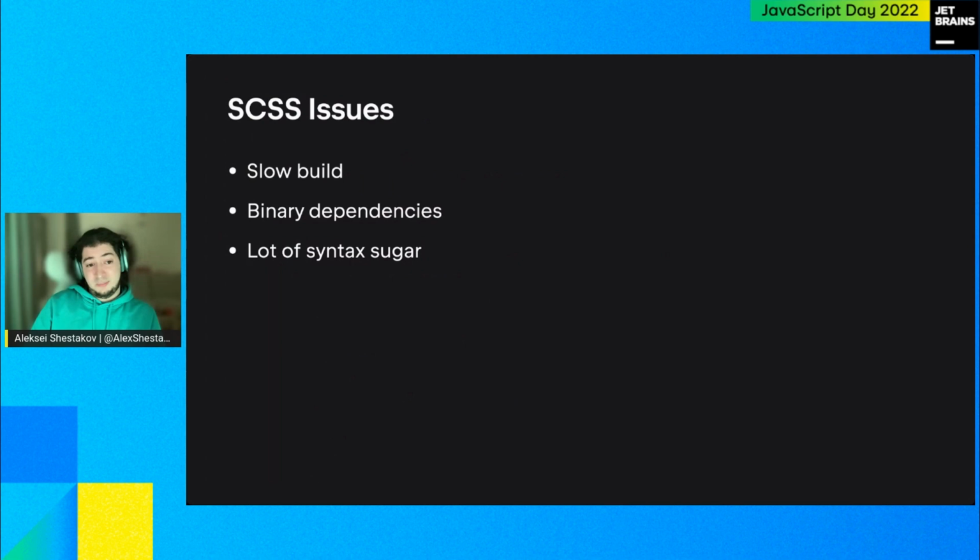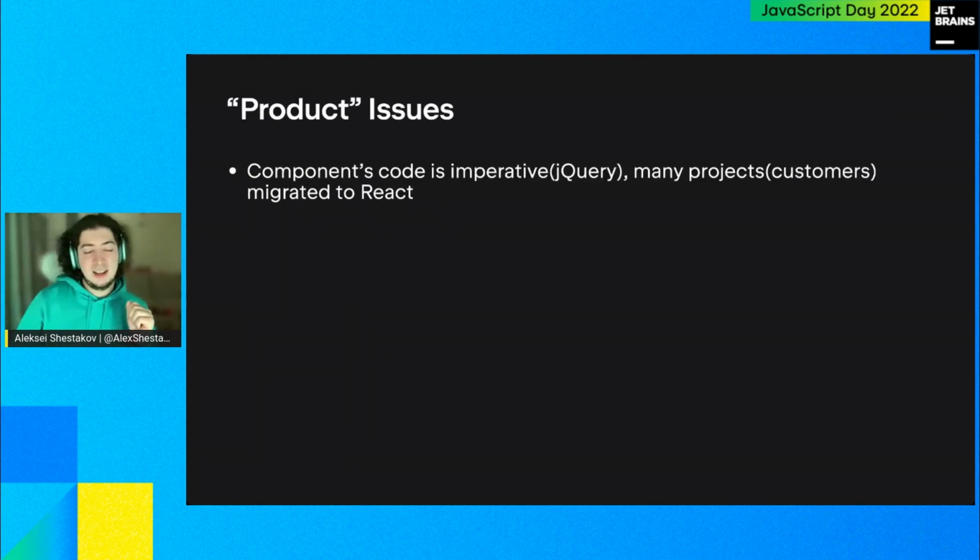So besides SCSS issues, we suddenly faced some product issues inside our cozy, far from production, developers-only library. Many neighboring projects, which we considered our potential customers, started migrating from jQuery to React, and some new ones started using React from scratch.